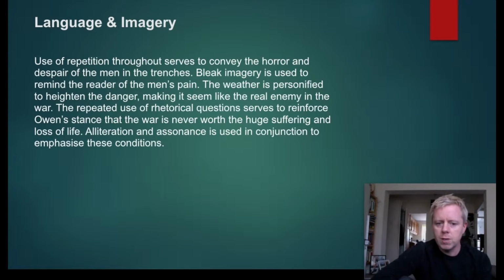The repeated use of rhetorical questions serves to reinforce Owen's stance that the war is never worth the huge suffering and loss of life. Alliteration and assonance is used in conjunction to emphasise these conditions. Okay.